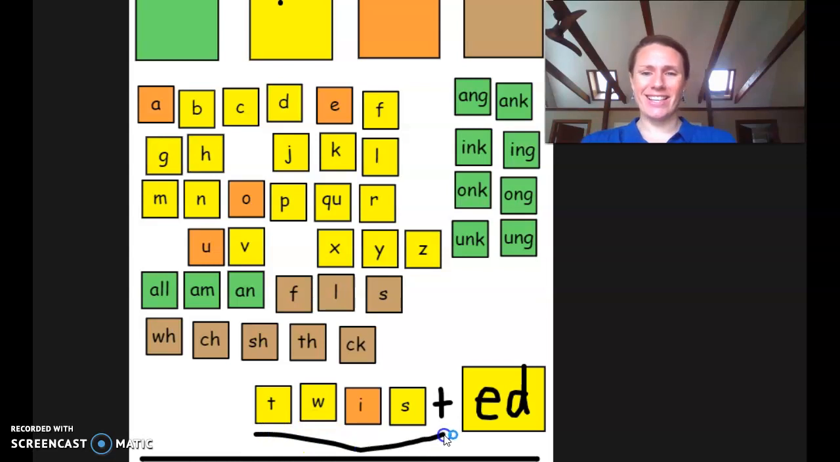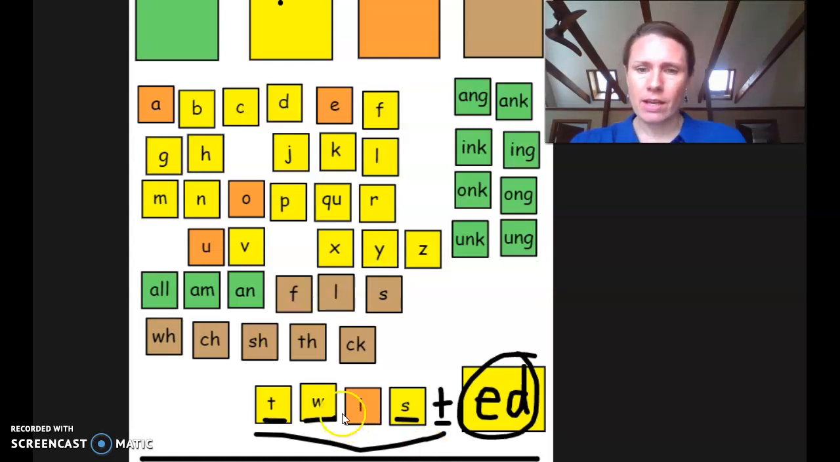Let's underline the base word, circle the suffix, mark the consonant blends. And you know what? Since we underlined the base word, it's also a syllable. What kind of syllable is it? You're not sure? Well, find the vowel. There's the I. And is it closed in? There's no E on the end, so it's closed. So that means the I is short. It says it. That's the way we can mark the whole word.